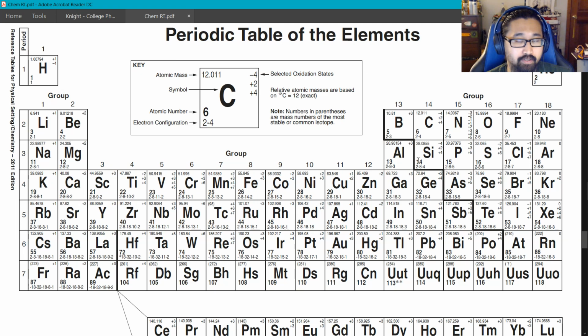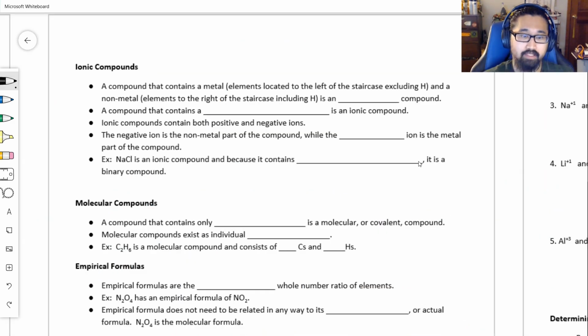The reason I needed to do that was because back on page 20, I think this is page 20. This is page 21. Back on page 21 here, we're talking about ionic compounds.